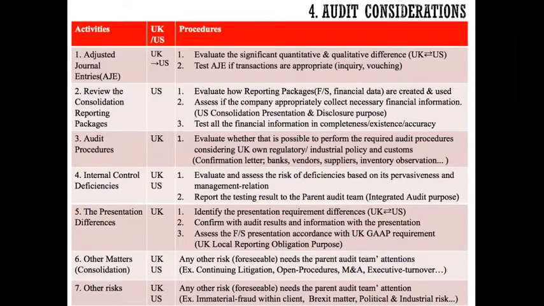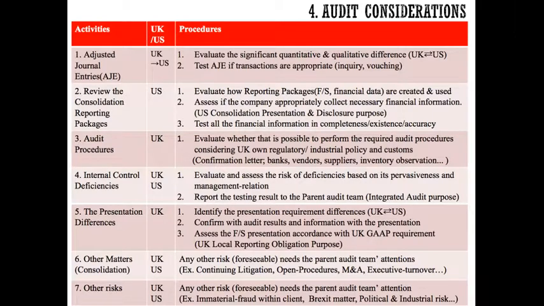Finally, let's talk about the audit considerations. Remember, there are two purposes for our audit. The first one is for the individual financial statements with UK GAAP in accordance with the UK Companies Act. The second one is for the consolidated financial statements with US GAAP in accordance with PCAOB standards, which means we have to perform an integrated audit, and we issue our opinion on the fairness of financial statements and the effectiveness of internal control. Because of these purposes, numbers 1, 2, 3, and 4 are especially important to consider.